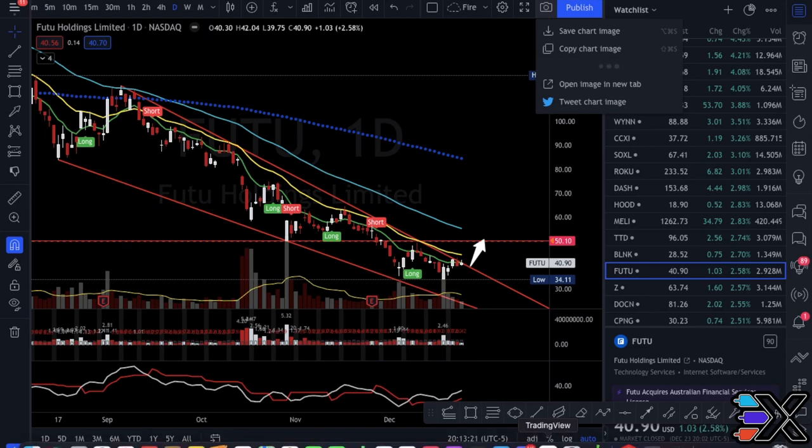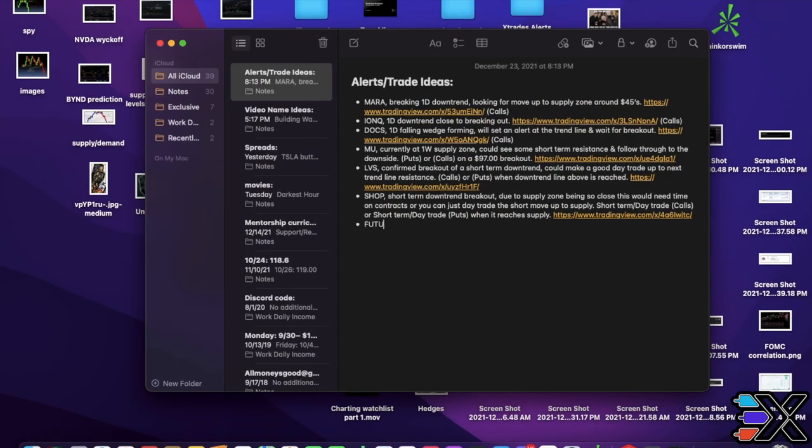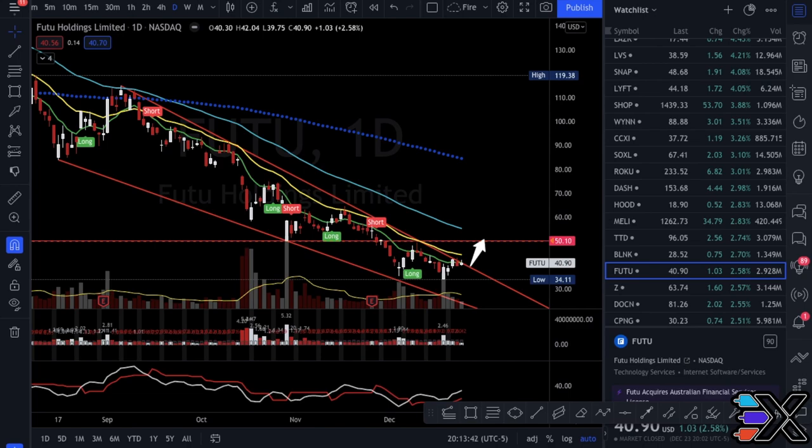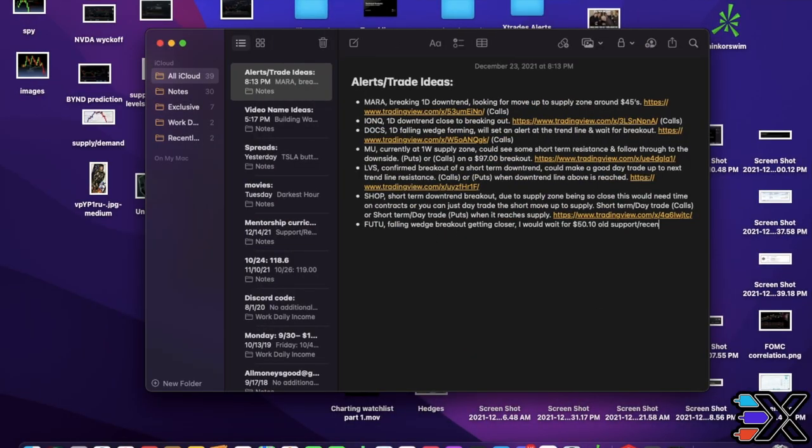So there's two trades. You could trade it when it breaks out of the downtrend, or if you really wanted serious confirmation, you could just go ahead and wait for it to get above 50.10. But you could take the downtrend breakout and then trade up to 50.10, because that could act as resistance, or you could just wait. So looks like I put FUTU, falling wedge breakout, getting closer. I would wait for 50.10, old support slash new resistance, to get cleared over before looking at calls.